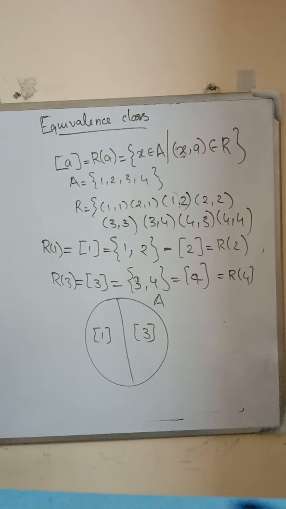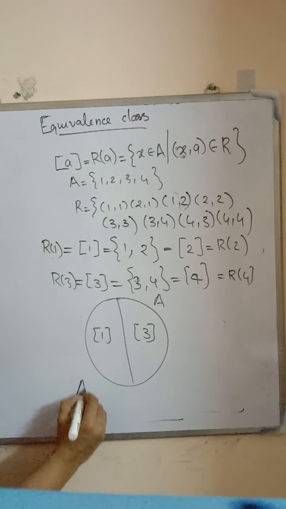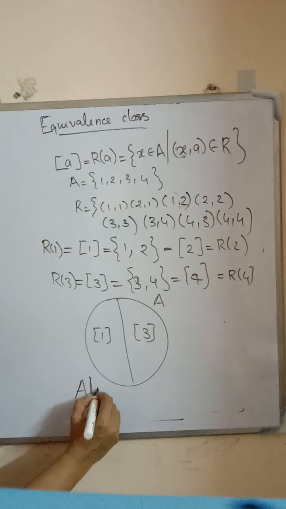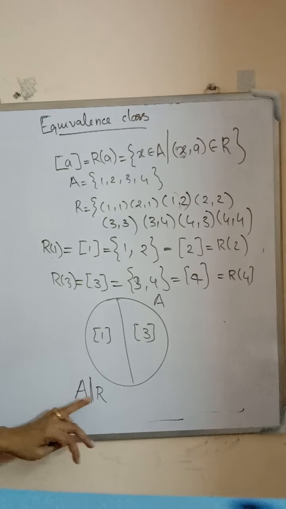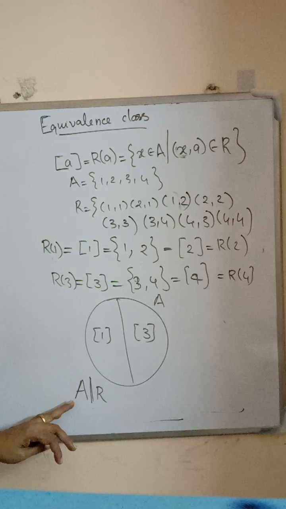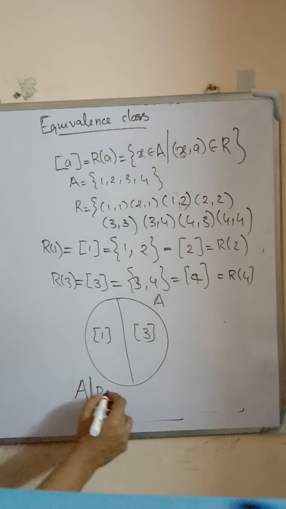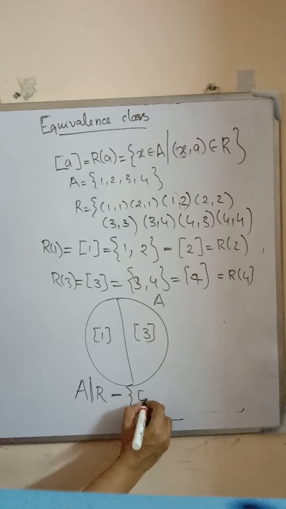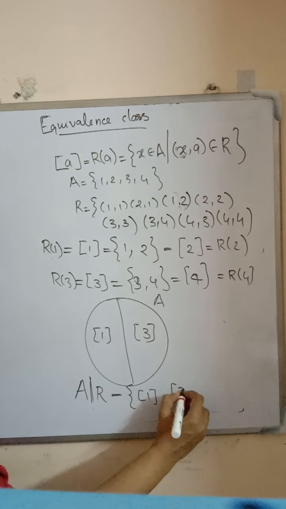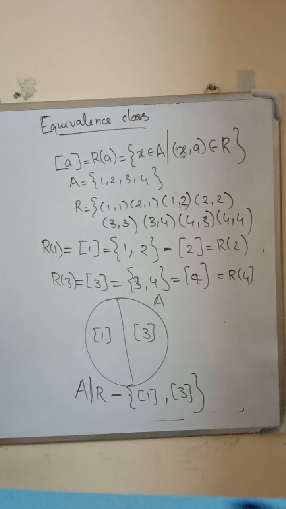Okay. Also, the set of equivalence classes of a set A under the relation R is read as the quotient set of A under the relation R, and is equal to the set {[1], [3]}. That is, this equivalence relation partitions the set A into two equivalence classes.